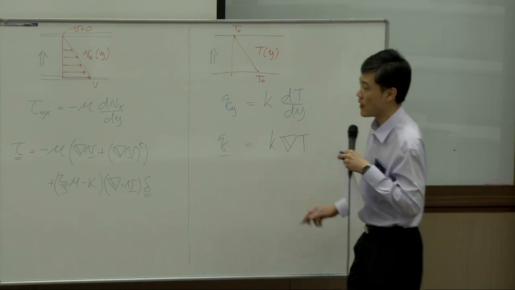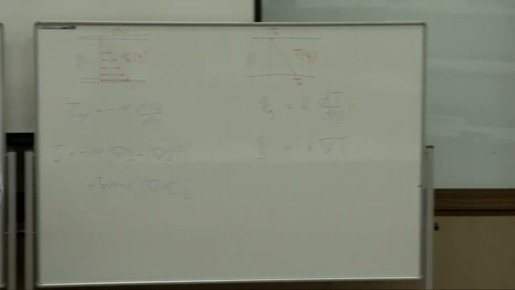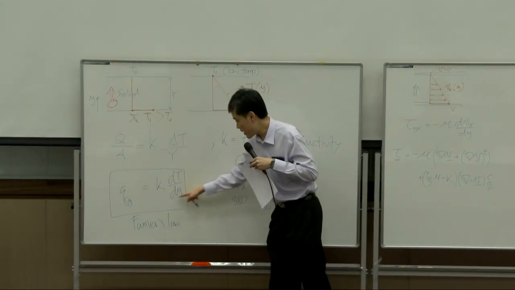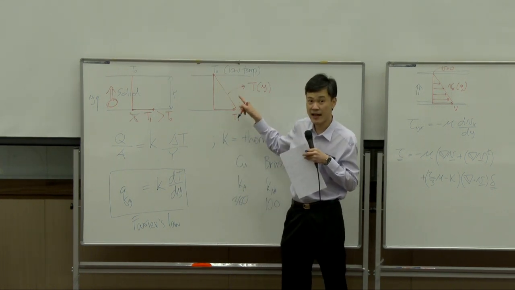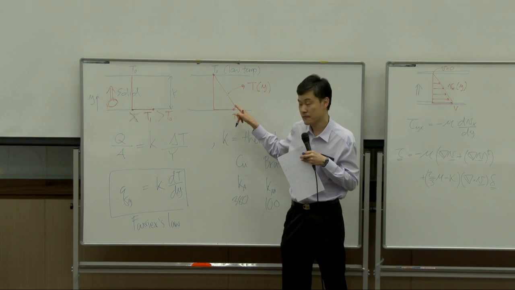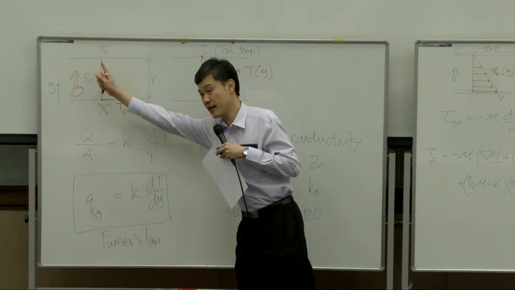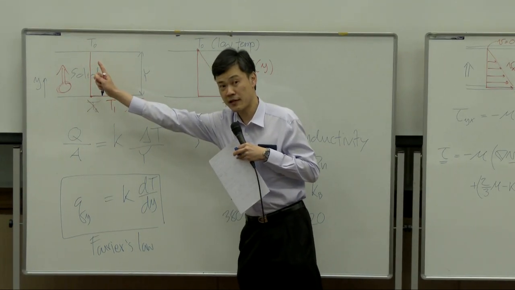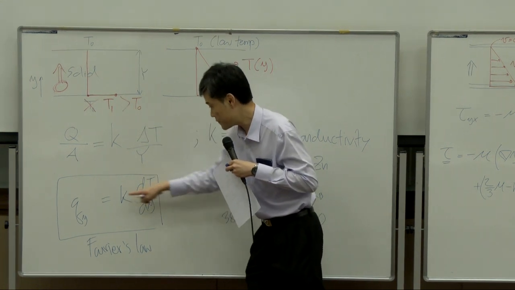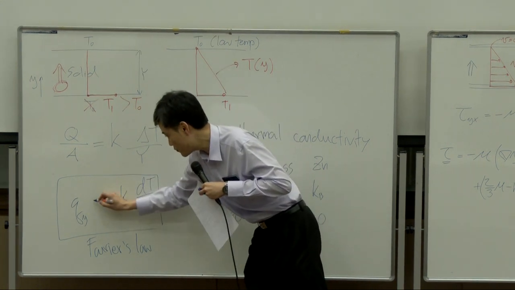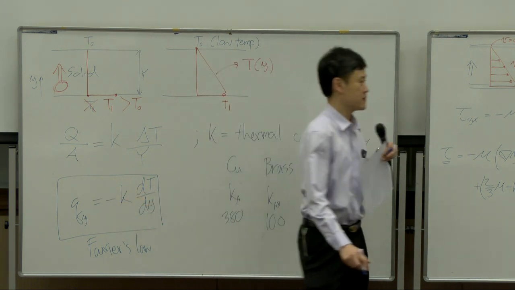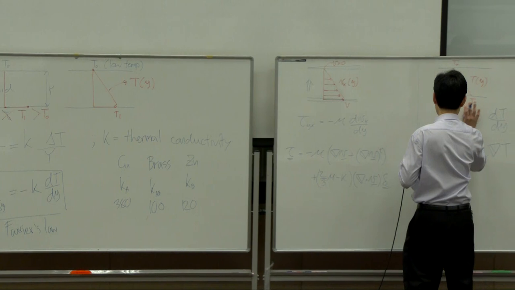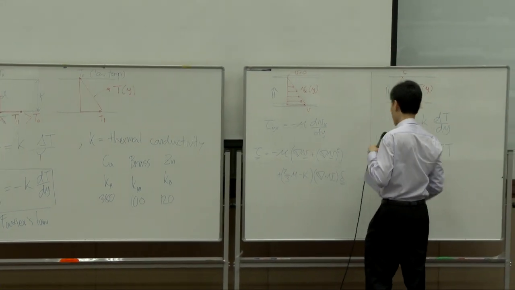Oh, I'm sorry. One thing that I neglected. dT by dy itself is the slope of this line. It's negative by nature. But heat flux is going in the positive direction, positive y. So this is negative, this is positive. In order to maintain the sign, you need a negative sign over here. So we need negative k over there.